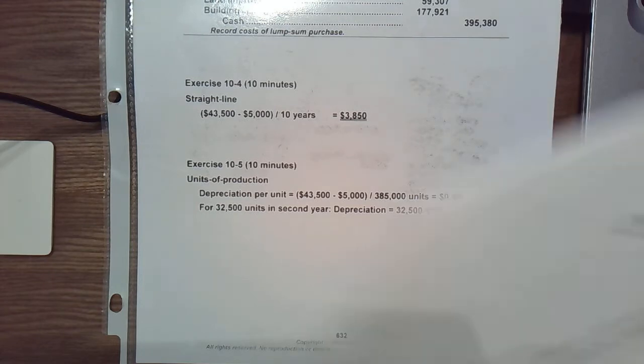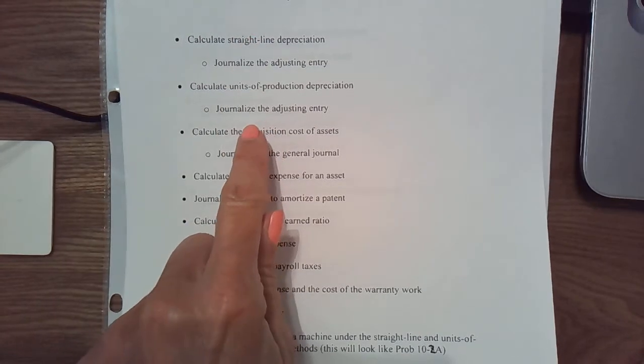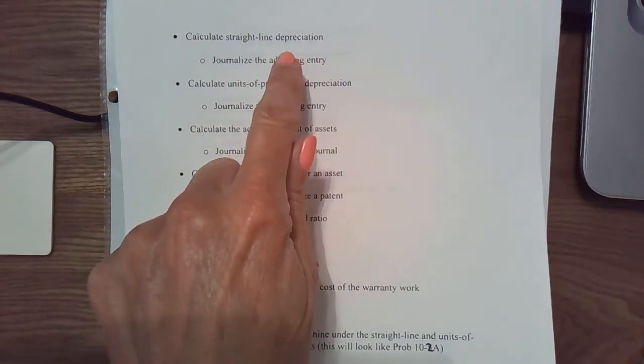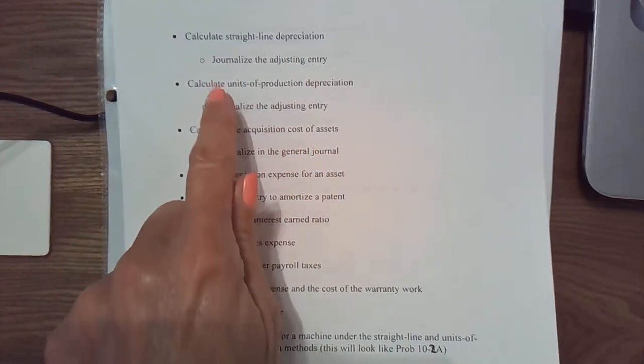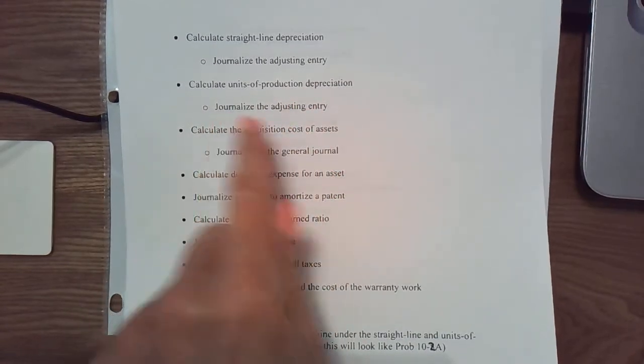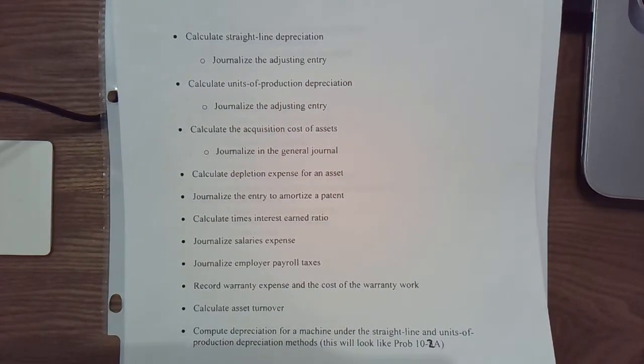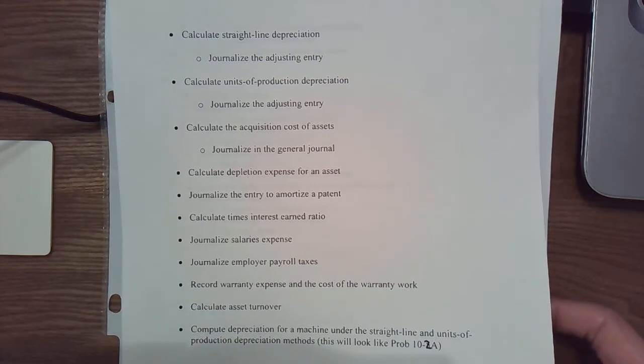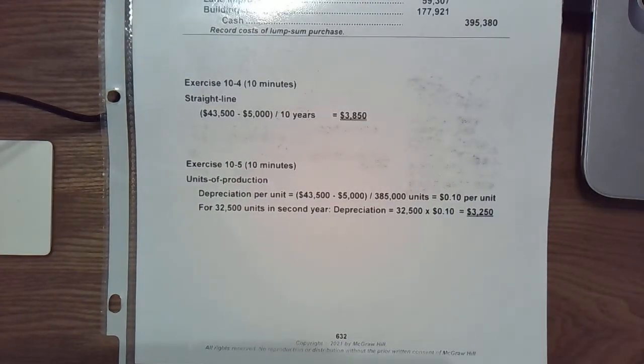$3,250. So that's going to, again, satisfy the first 2 items that are on the review: calculating your straight line and journalizing the entry, calculating your units of production, and journalizing the entry. So those are the first part of the test. Okay, then the bundle purchase.